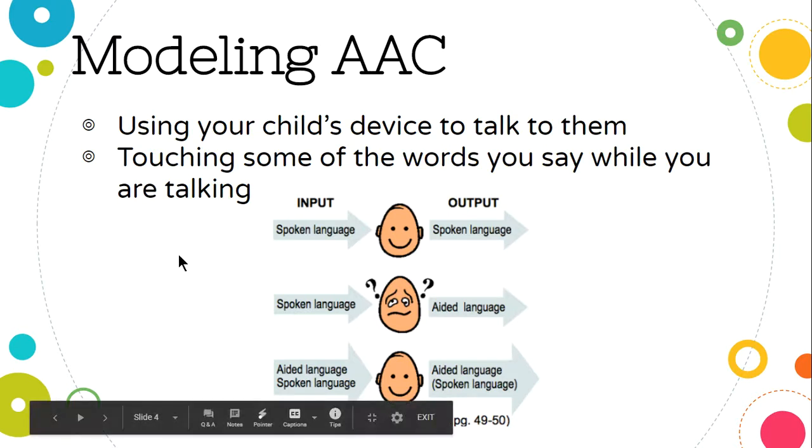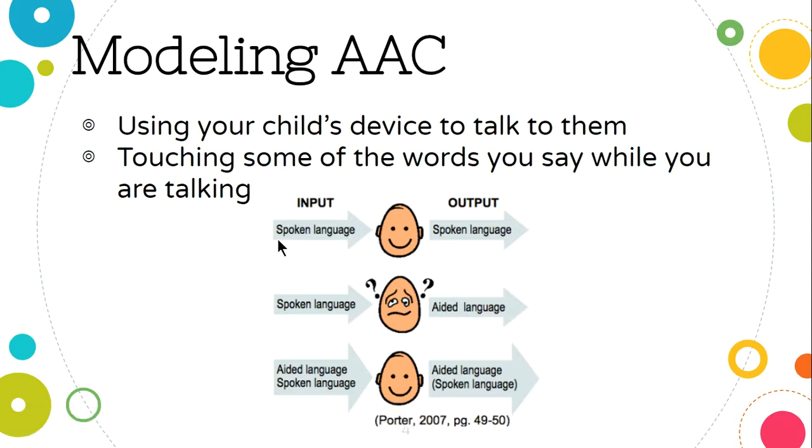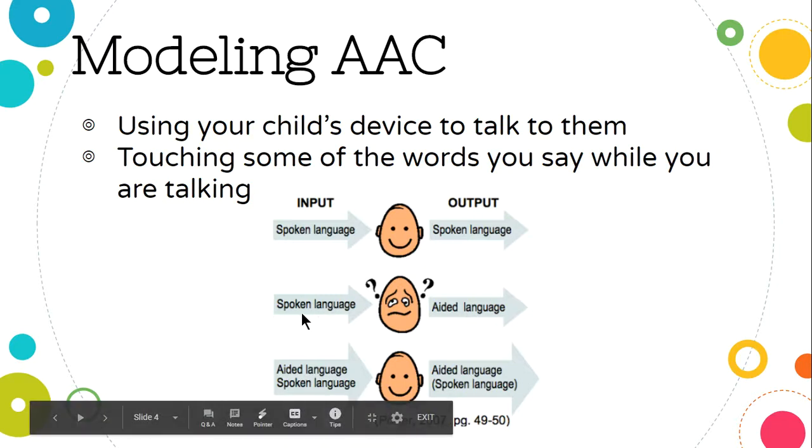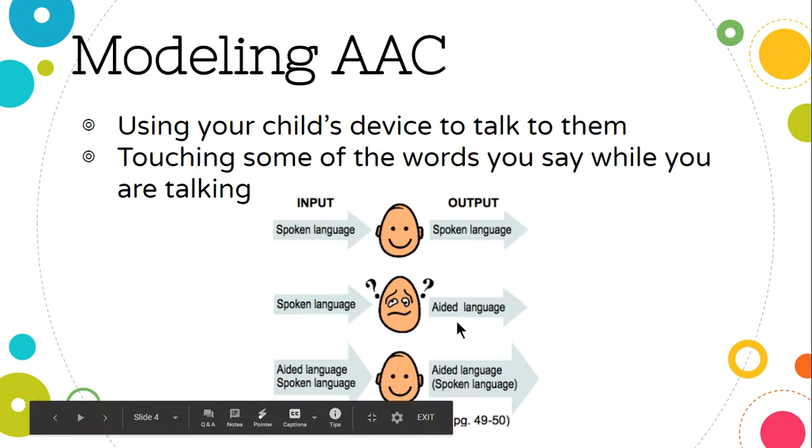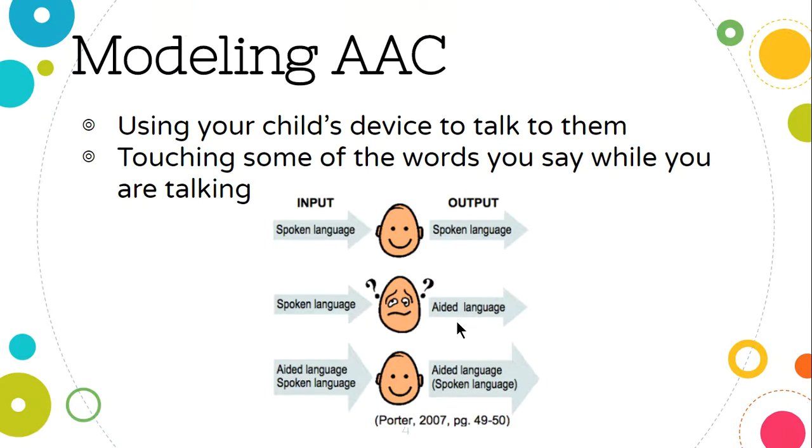And the reason that we do that is this graphic here shows if we have a child whose input, or the language we're using with them, is spoken language, what we provide them or what the environment provides them, we expect their output, or what the child does, to be spoken language. For students who are using AAC, if our input is only spoken language, but we expect their output to be aided language, which is what an AAC device is, then that gets a little bit confusing.